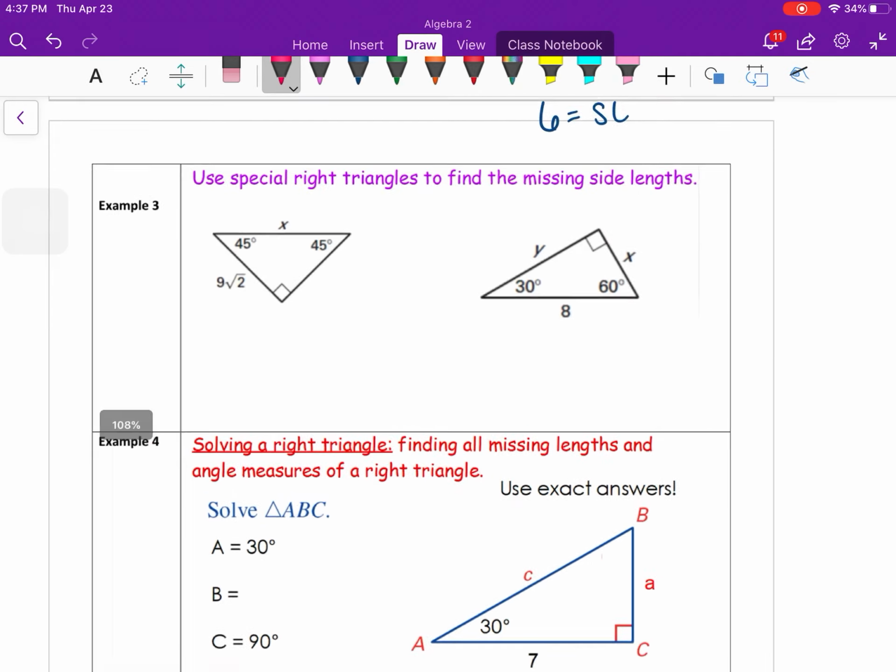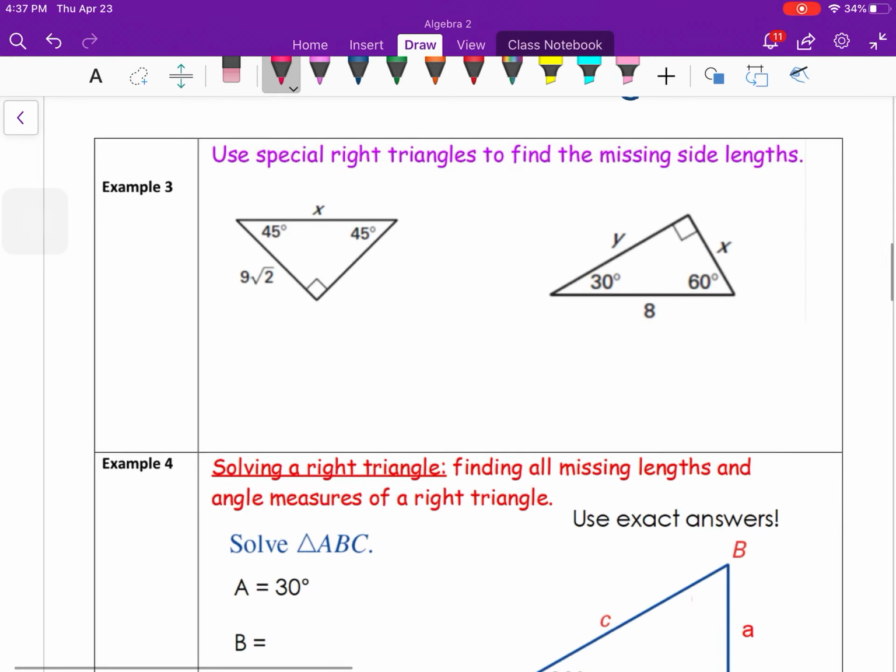All right, let's do a couple more special right triangles. So in a 45-45-90, the legs are congruent. So across from a 45 is a leg. Across from this angle would be the same. So this is 9 square roots of 2. Then I know that the hypotenuse is equal to the leg times the square root of 2.